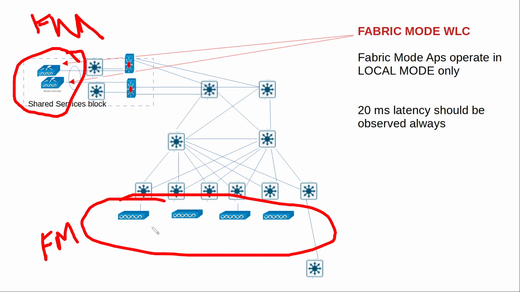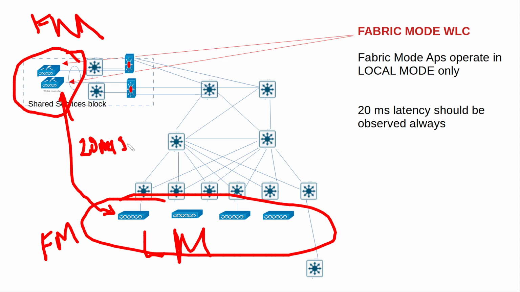And notice that these access points will only use local mode. Remember that in traditional wireless networks, I can put my access points in different modes. For instance, FlexConnect mode. That is not possible here. They can only operate in local mode, and I should observe a latency of no more than 20 milliseconds between the wireless LAN controllers and the access point.